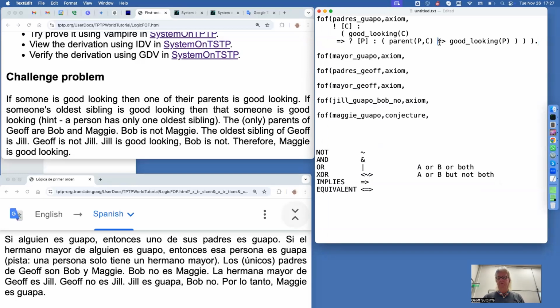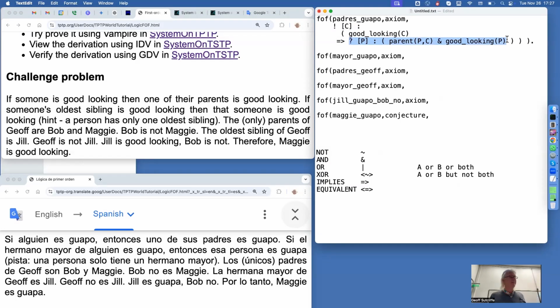Oh, so then, no, this is not implies. Must be and. Yeah, this is exists. There exists P. There is some P who is a parent of C and is good looking. Exclamation is for all. Yeah, this is true for all people. If C is good looking, then there is another person who is the parent of C, and that person P is good looking. Means and, one, there is some parent who is good looking.